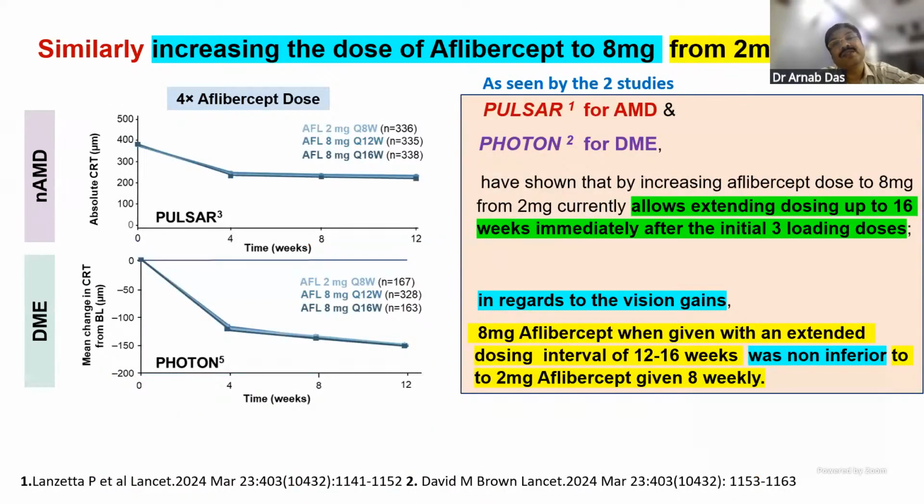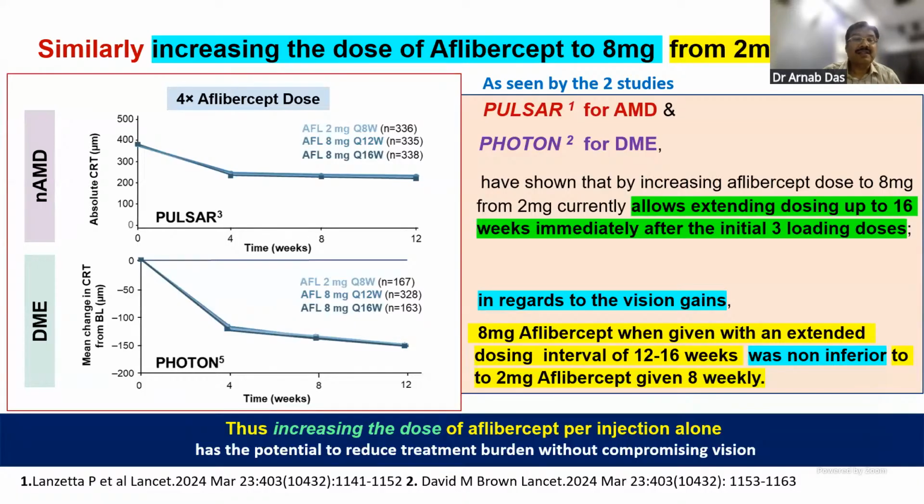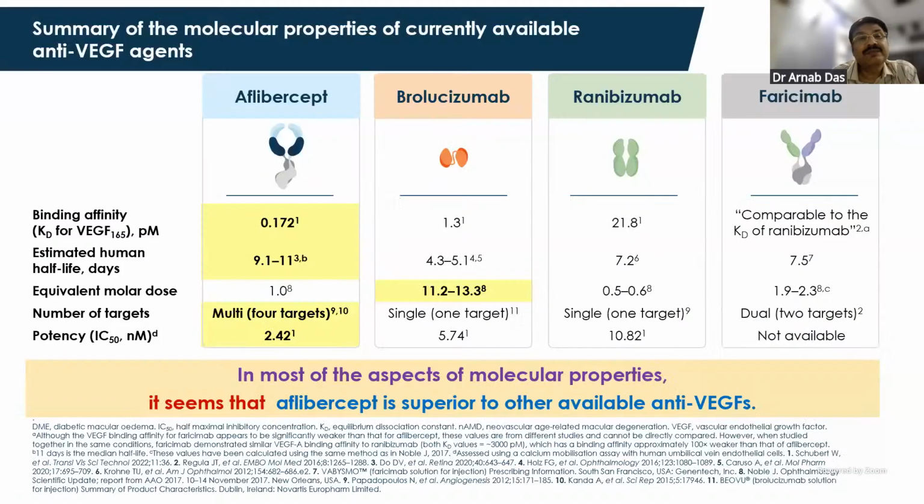Similarly, increasing the dose of aflibercept to 8 milligrams from 2 milligrams, as seen in the two studies, PULSAR in NAMD and PHOTON for DME, allows extending dosing up to 16 weeks immediately after the initial 3 loading doses. In regards to vision gains, 8 milligram aflibercept, when given with an extended dosing interval of 12 to 16 weeks, was non-inferior to 2 milligram aflibercept given 8 weekly. So molar dose does have an effect. Thus, increasing the dose of aflibercept per injection alone has the potential to reduce treatment burden without compromising vision.